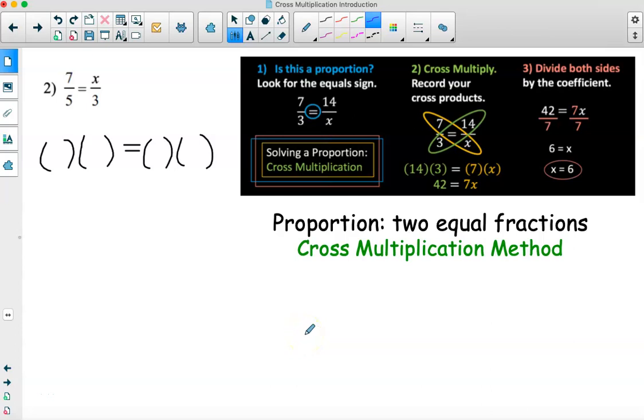In this video, we're going to use cross multiplication to solve a proportion. Remember, a proportion is when you have two equal fractions. That brings us to step one.